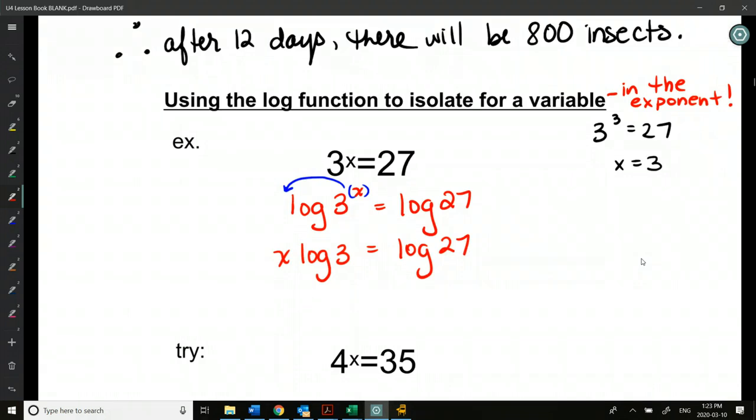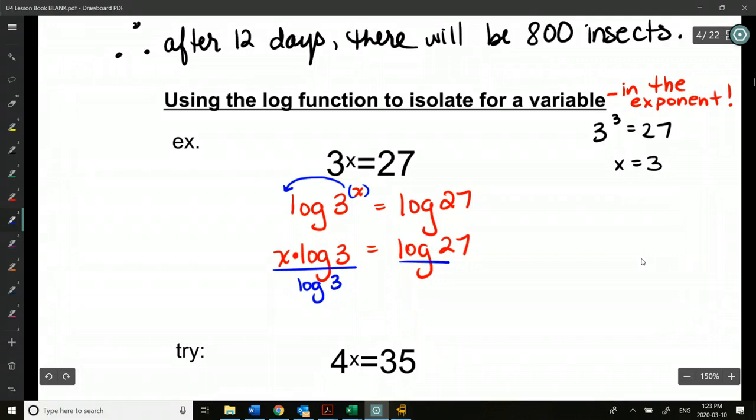Okay, we call this power rule. I also like to call it parachute rule because we bring the x down and parachute it in front. So now this is x times the log of 3. How do I get rid of a multiple of the log of 3? What's the opposite? I will divide. So we'll divide by the log of 3 to get x by itself.